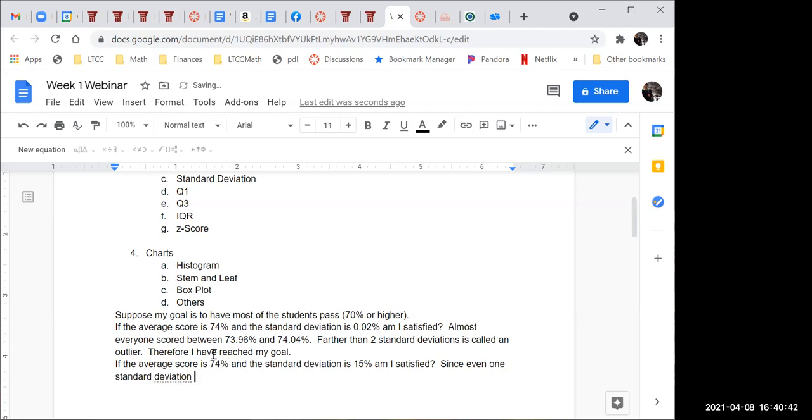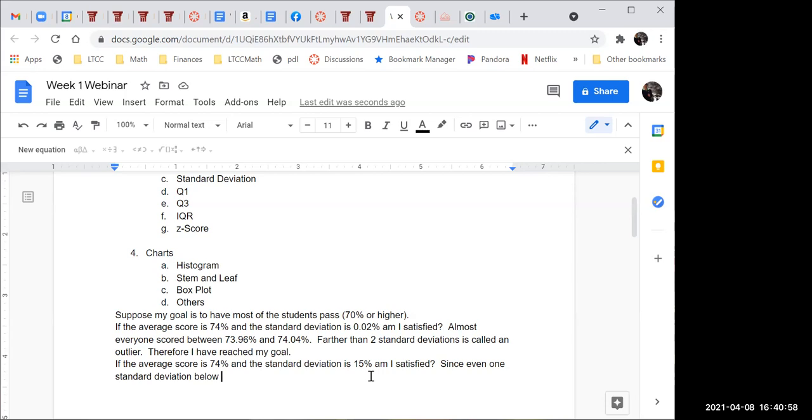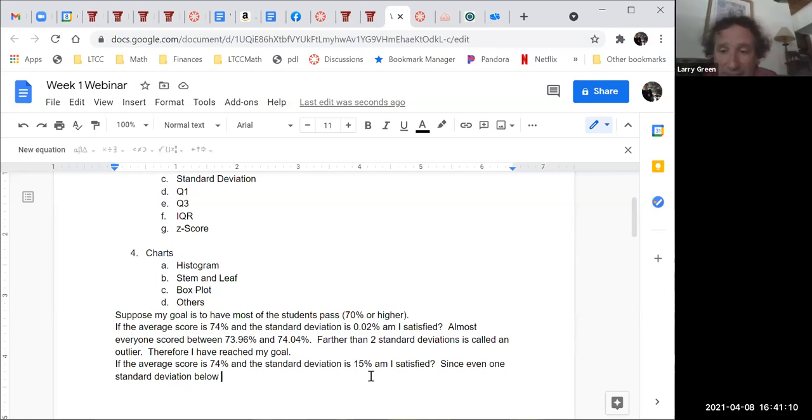Can I ask, what do you mean when you say 1 standard deviation versus 2 standard deviations? Okay, so in this case, 1 standard deviation is 15%. 2 standard deviations is 30%, because 2 times 15 is 30. So you take how many standard deviations, multiply that by the standard deviation, and that gives you how far down to go or up to go.